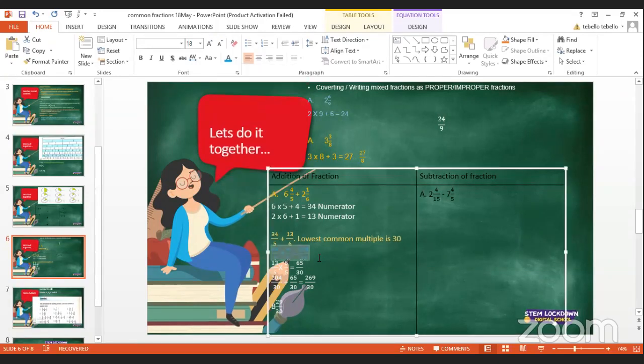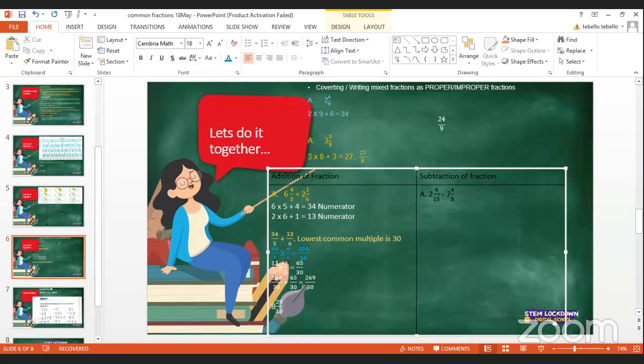All right. So our step number 3 right here says, here's our new denominator. Our new denominator is 30, meaning that we said 5 multiplied by 6 equals 30. So we must also do the same thing with our numerator. We must multiply our numerator by 6. So 34 multiplied by 6 is 204. So for the first one, we'll have 204 over 30.